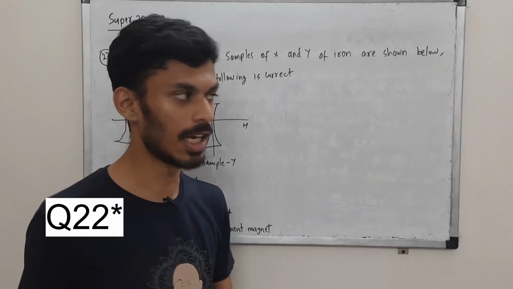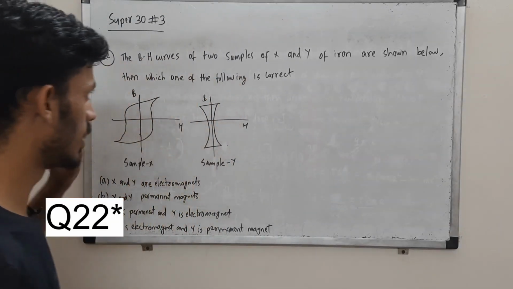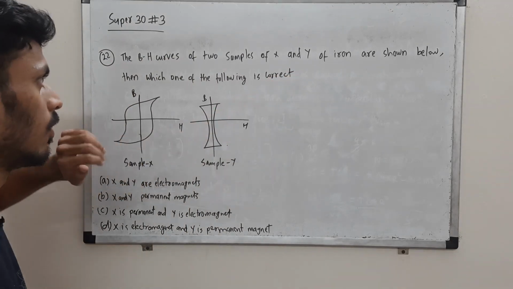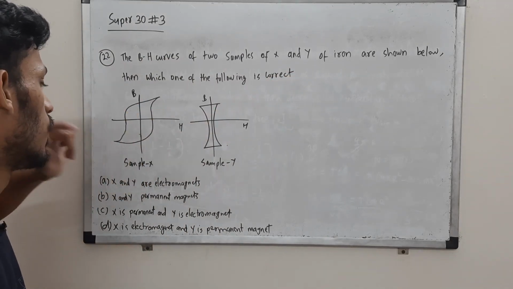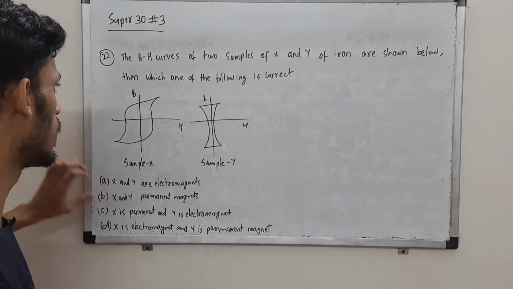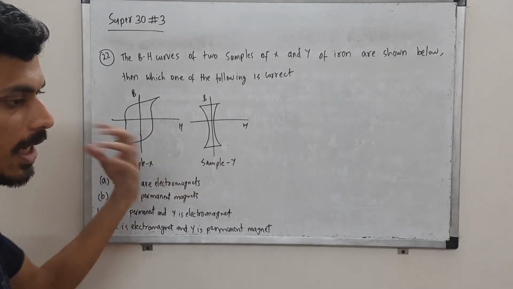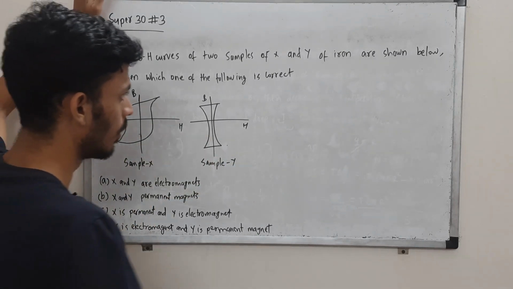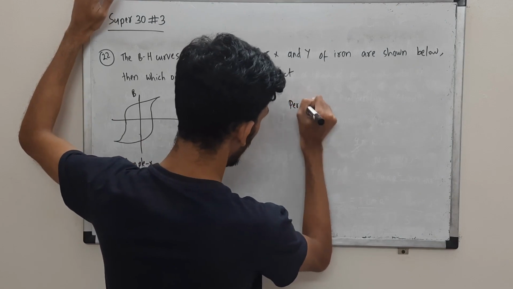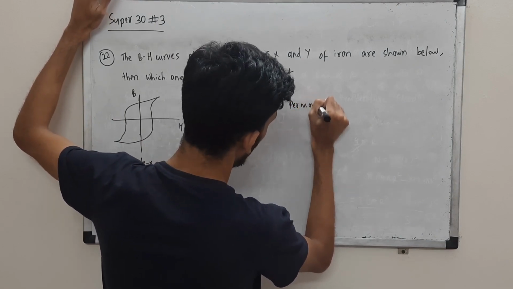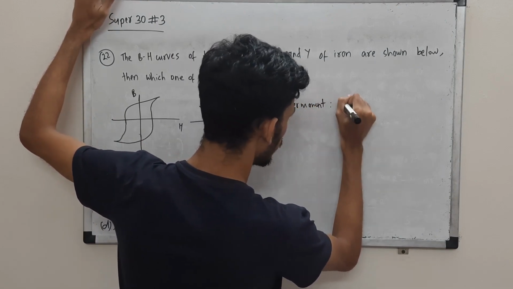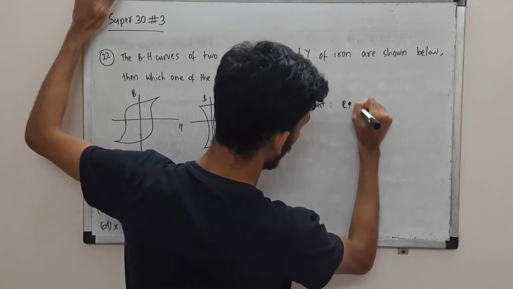So question 7, we are given the BH curves, or the hysteresis loop, of sample X and Y of iron. You are supposed to tell which of the following is correct. You are supposed to tell which will act as an electromagnet and which will be a permanent magnet. So for a permanent magnet we want high retentivity and high coercivity.